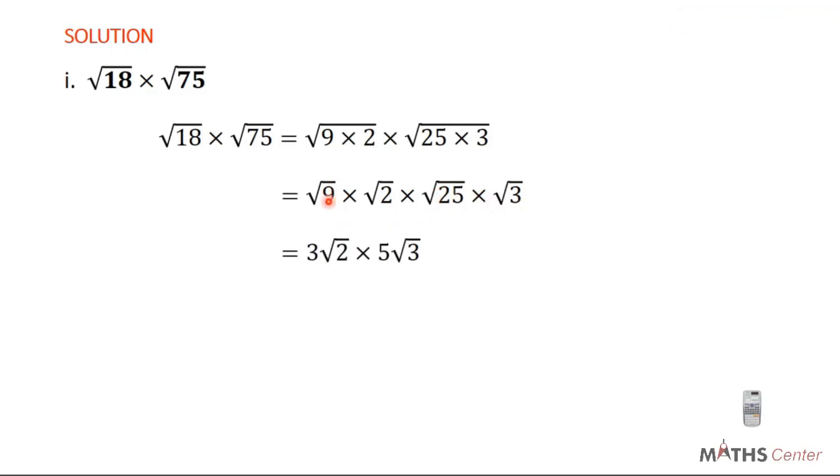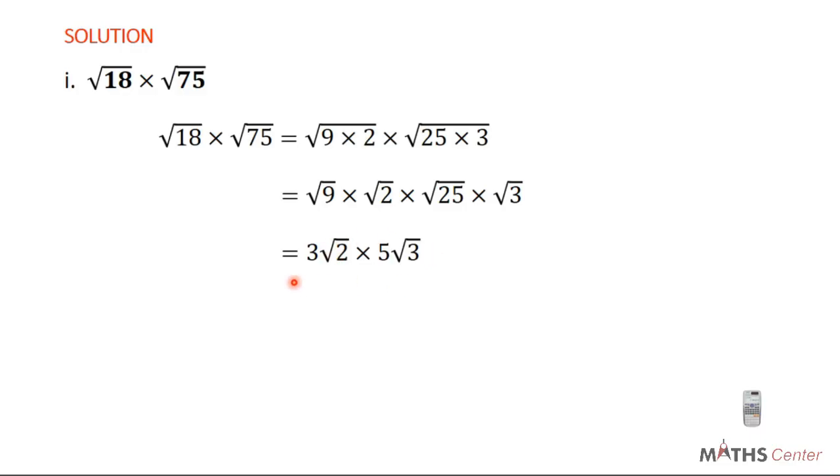We know that square root of 9 will give us 3, then times square root of 2. So we have 3 root 2 times square root of 25, which will give us 5. So we have 5 root 3, as you can see here. So from here, we can see that this is now in its basic form.